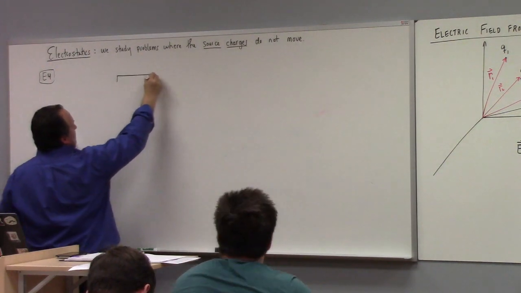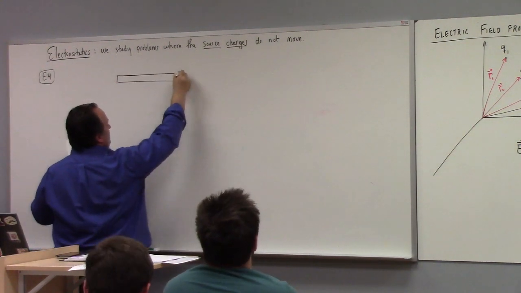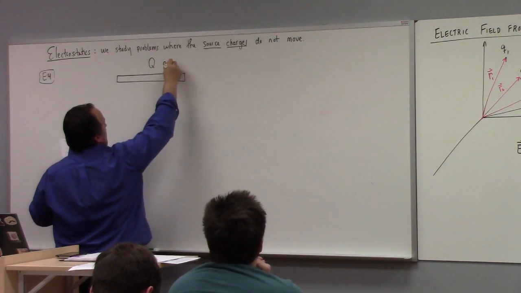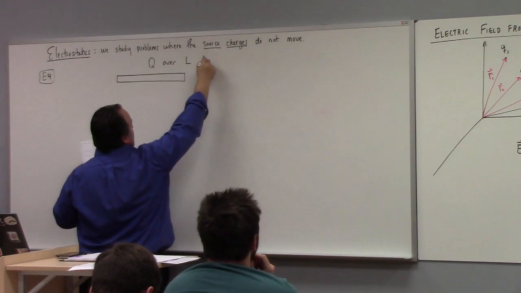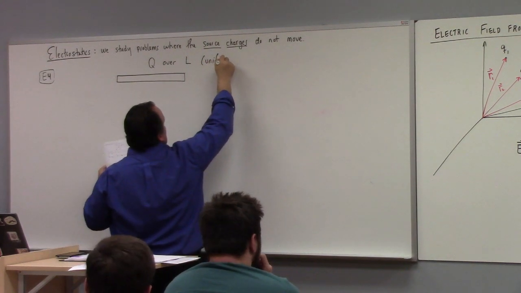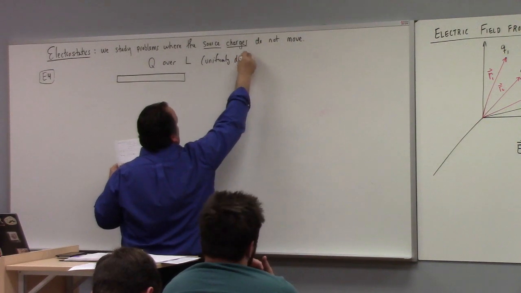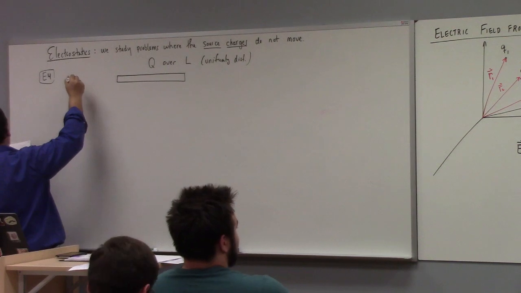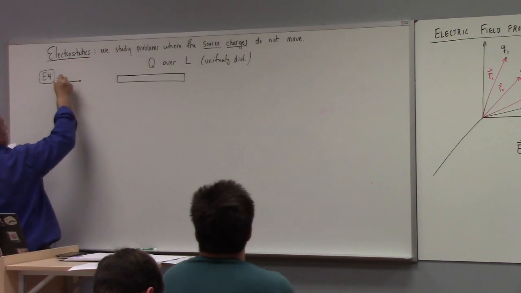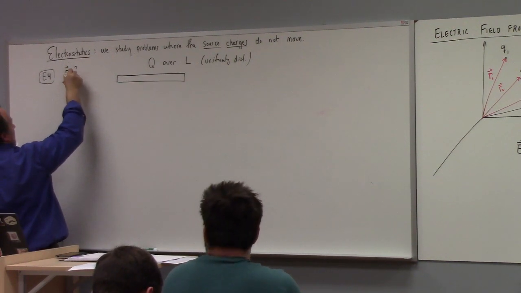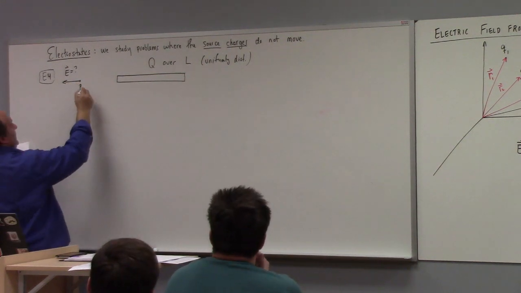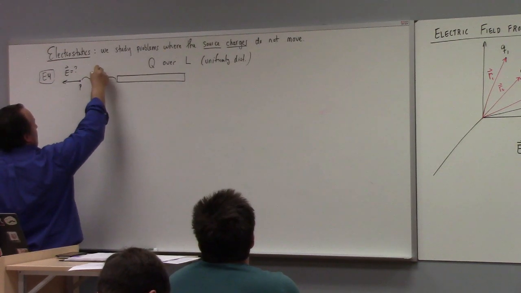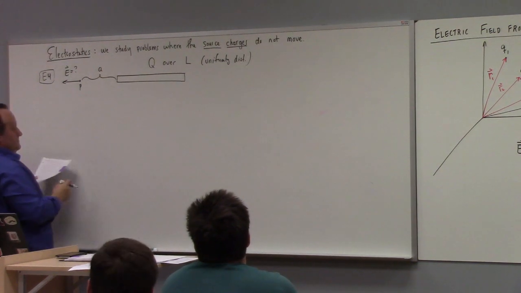Suppose we've got a distribution of charge like so. We've got charge Q over L uniformly distributed. All right. And then I'm asking the question, what's the electric field over here at this point P? And I'm going to put the point P a distance a from the end of the rod.